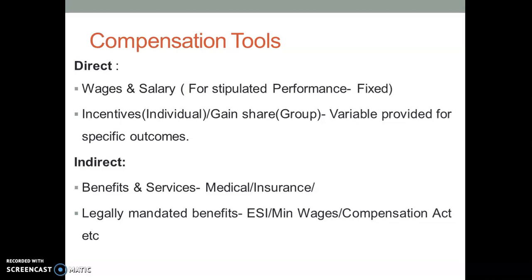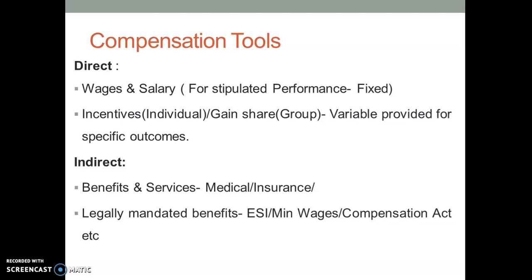When we add all these wages, salary, incentives, legal mandatory benefits, and some more benefits, we come across the total package for an individual. Then it is calculated for a whole year, and for an individual it is called cost to the company, CTC, which is most of the time mentioned in the offer letter of any individual.